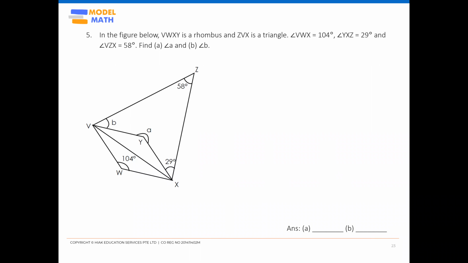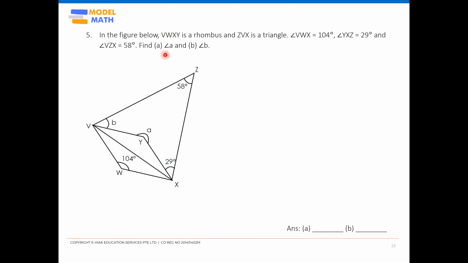So in the figure below, VWXY is a rhombus and ZVX is a triangle. And the angles stated here are all provided. Right? So they want you to find angle A and angle B.